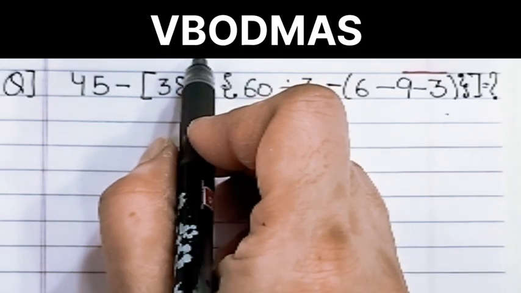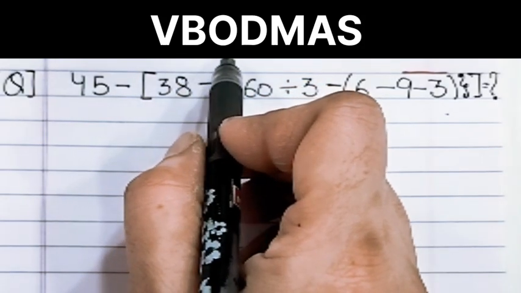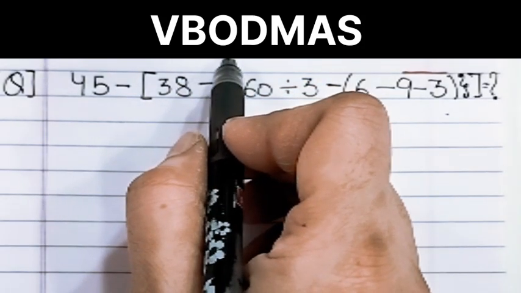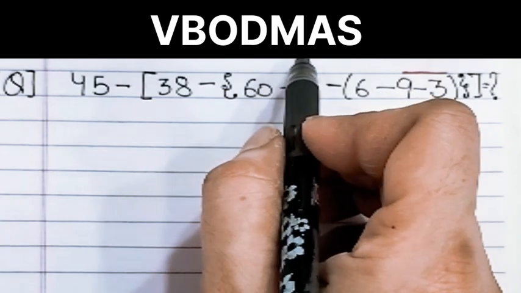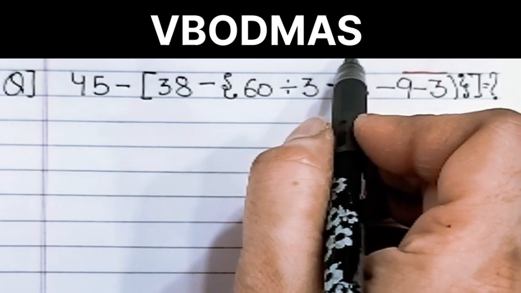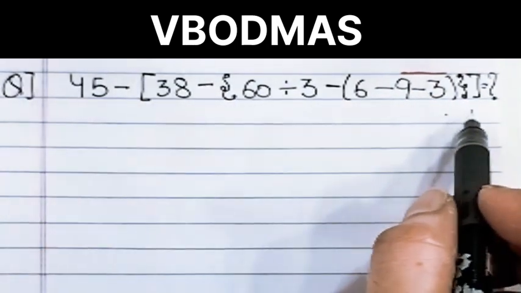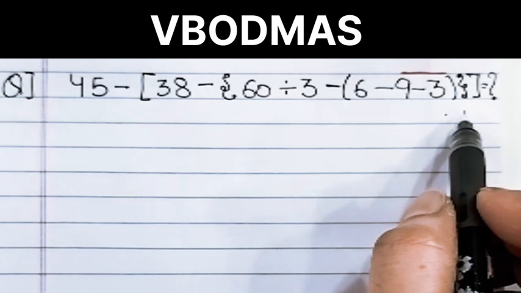So now V stands for vinculum, bar bracket. B stands for brackets: parenthesis, square or curly brackets. D stands for division, multiplication, addition and subtraction. Now we are going to break down this expression into a step-by-step solution.